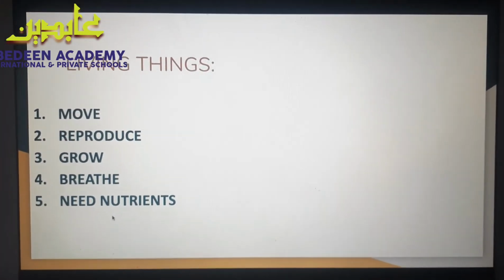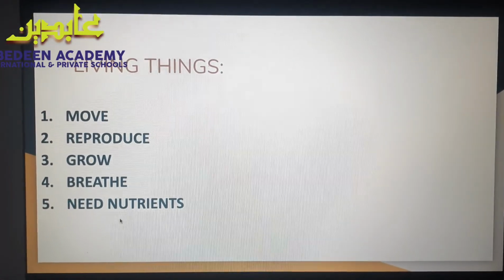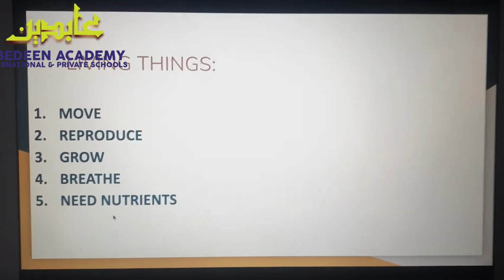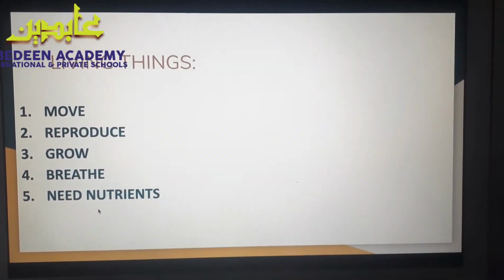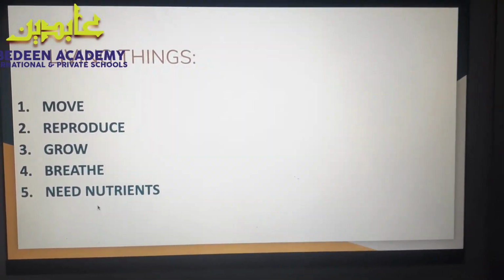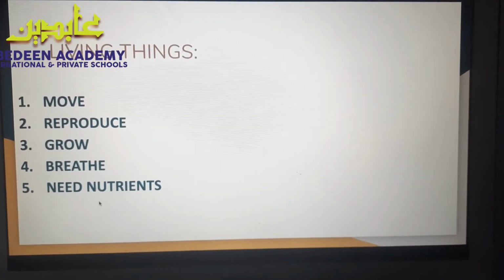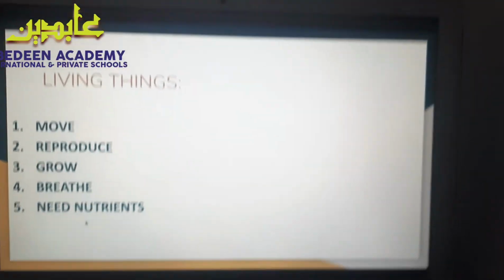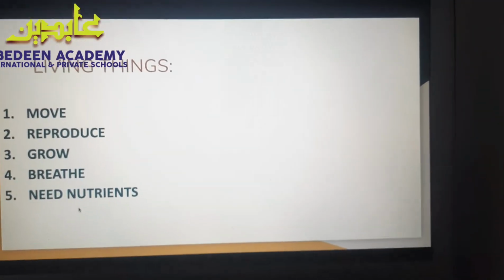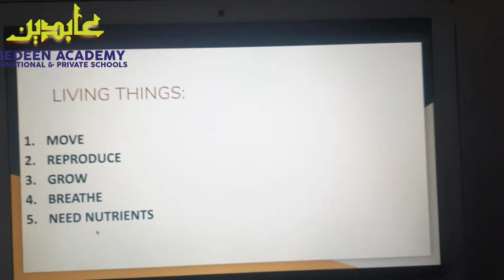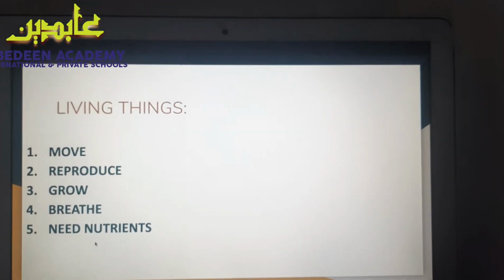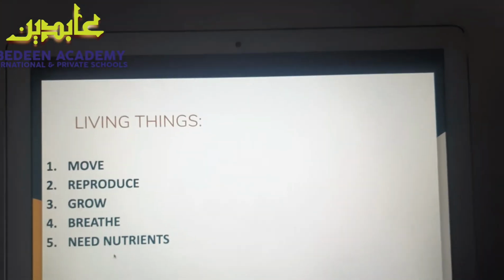Does the tree move? The tree may not move from one place to another place, but the leaves move, right? With the wind they move here and here, right? Very good. Second, living things, they reproduce. Reproduce means they give birth or they have babies, right?